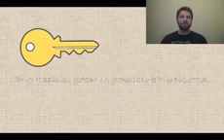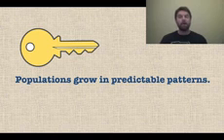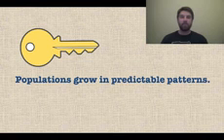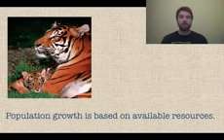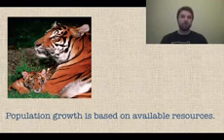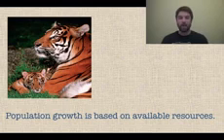So let's get right into it with our first key concept. Populations grow in predictable patterns. So what we're going to look at here is a couple factors that influence population growth or population decline, and we're going to look at the actual patterns in which they grow in a couple different ways. So first thing you have to know is that population growth is based on available resources. If the resources just aren't there, the population isn't going to grow at all.